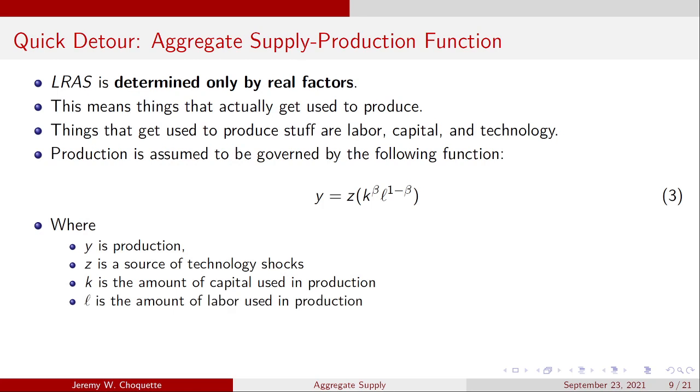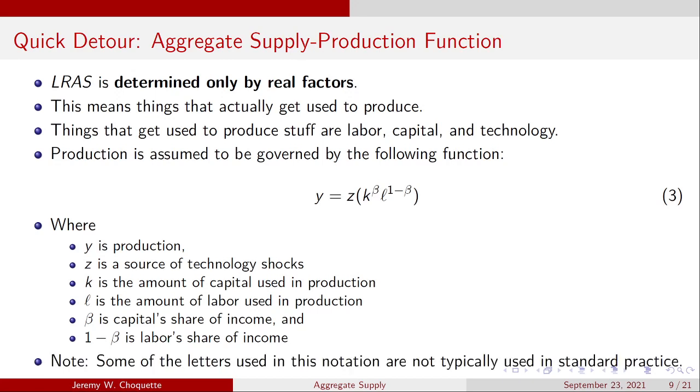K is the amount of capital used in production. L is the amount of labor used in production. This beta is capital's share of income, and 1 minus beta is labor's share of income. So what does that mean? Well, it means, essentially, how much capital is contributing to income or output, right? Because output and income are going to be the same thing. Beta is telling me how productive capital is and how much capital is contributing to what that income is and how much labor is contributing to what that income is via 1 minus beta.